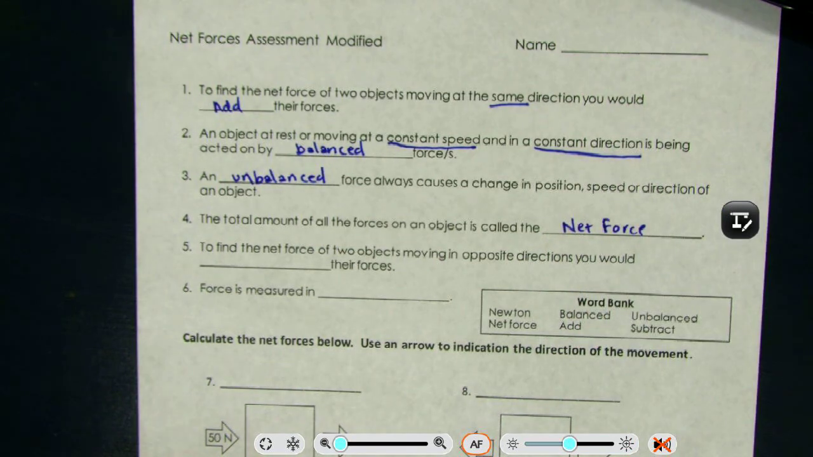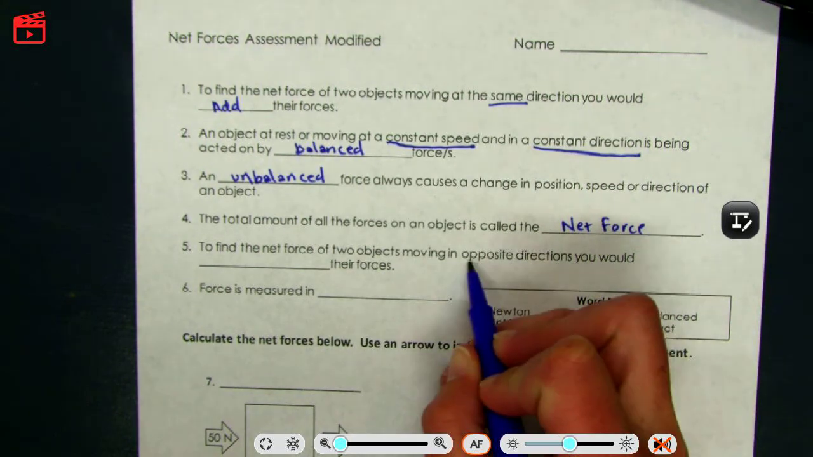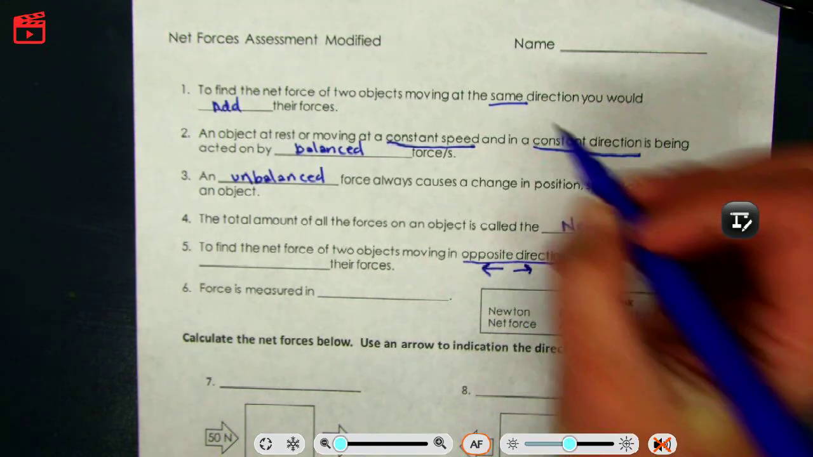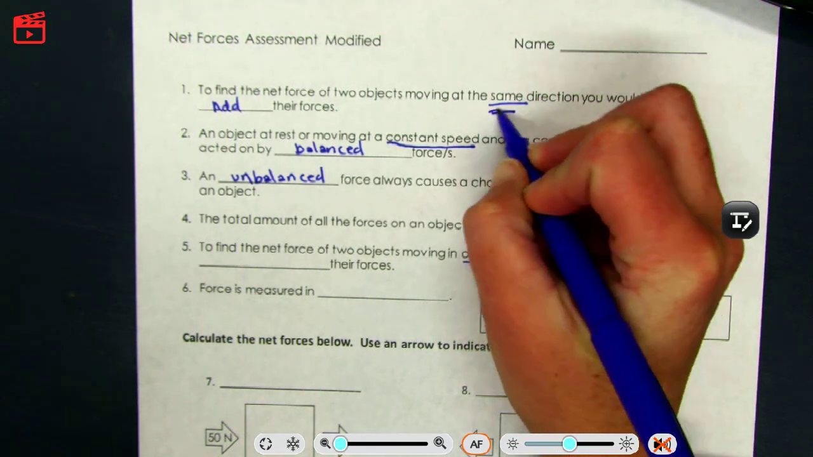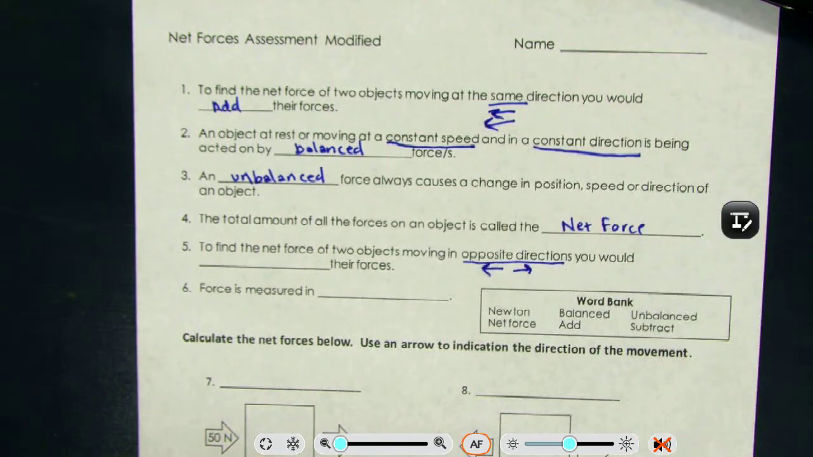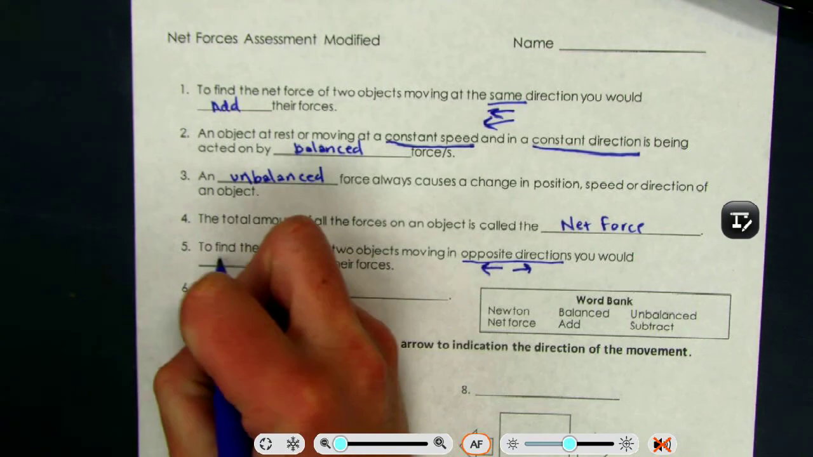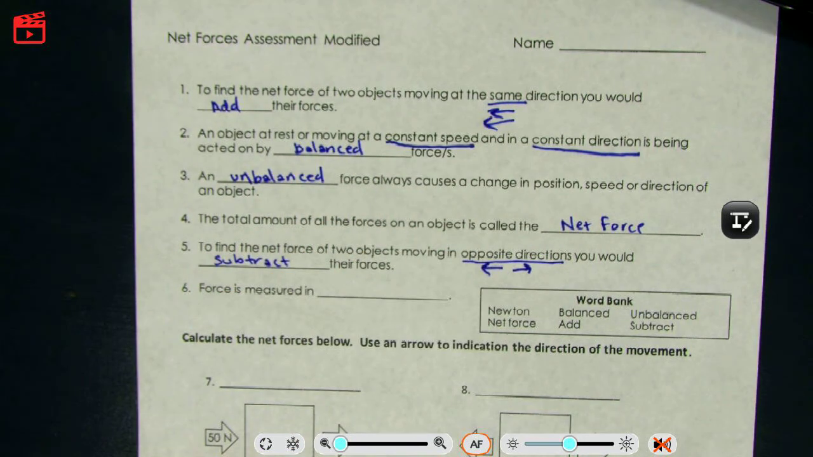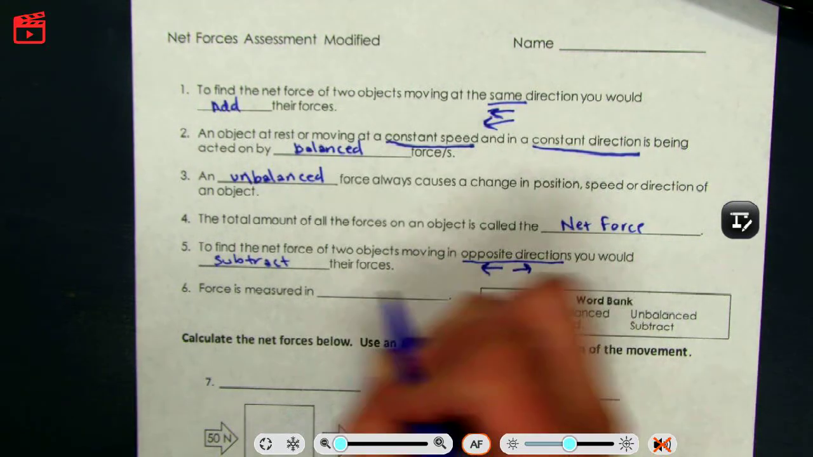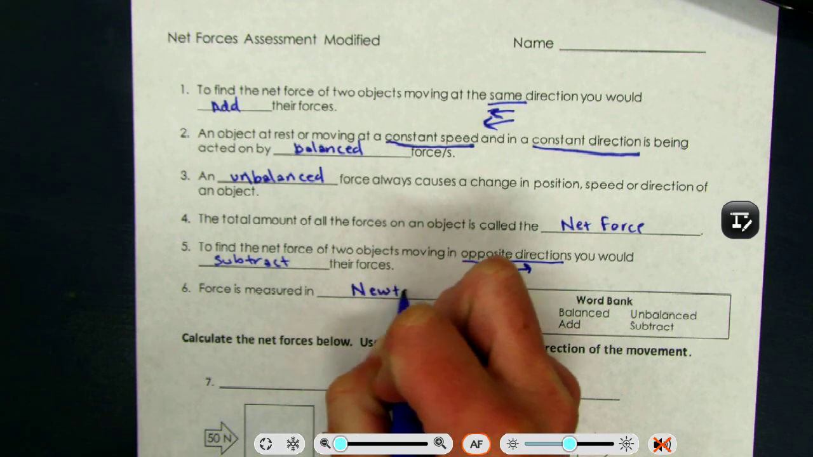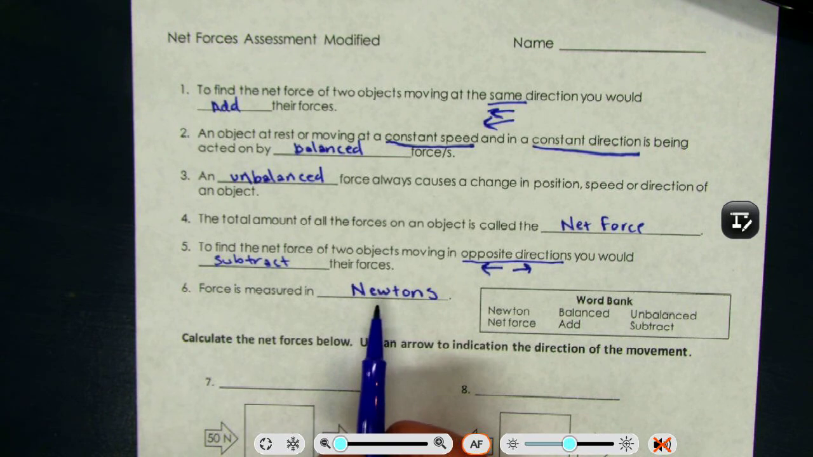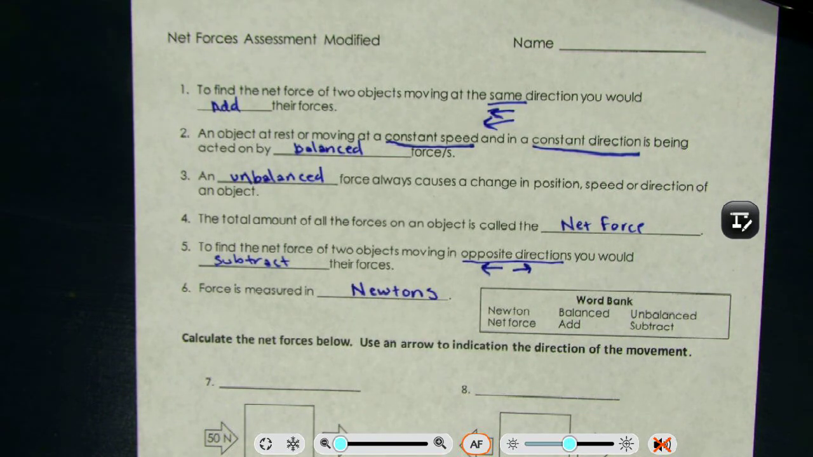Number 5, to find the net force of two objects moving in opposite directions. Opposite is going to mean the arrows are going opposite. And up here, this would be arrows going the same way, right? We are going to subtract those. We take the bigger one, we subtract the smaller one from the bigger one. And force is measured in newtons. And that is our unit of measurement. All right, it's very important that you include all that.